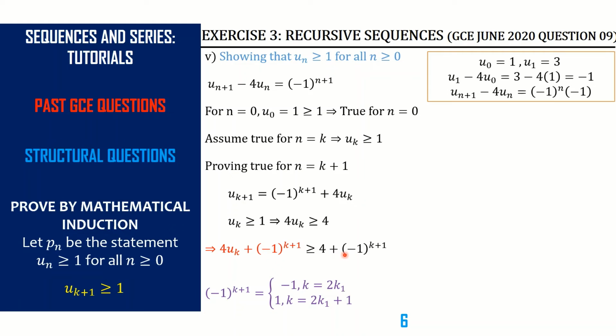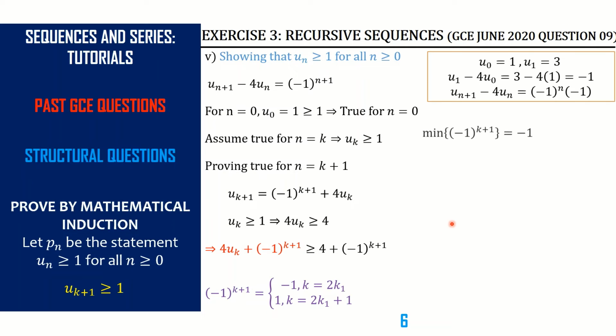Now we are left to deal with this, because we have already introduced the inequality sign. But now our objective is to prove that the left hand side, which is in red, which is u of k plus 1, is greater than or equal to 1. So it is not in function of k. I need to dissolve this negative 1 raised to the power k plus 1. I introduce an inequality where k is going to cancel. Negative 1 raised to the power k plus 1 has two values. It is negative 1 if k is even, and it is 1 if k is odd.